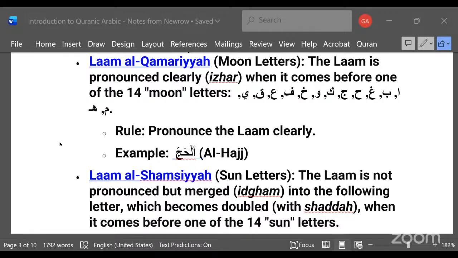Have we done this before? I think we've done it. Yes, sun and moon letters. Anyway, let's go over it, inshallah. Let me go to the whiteboard.